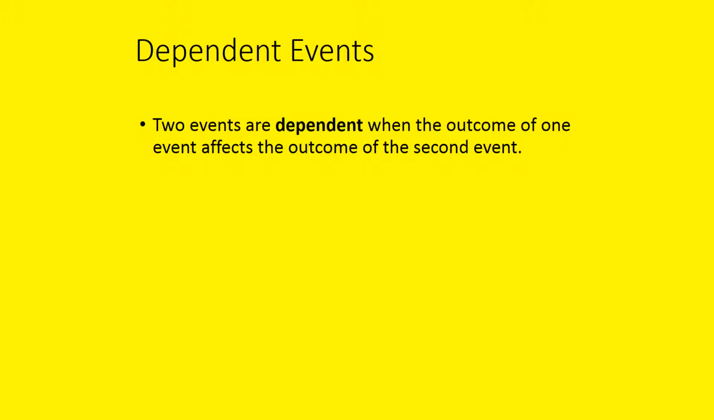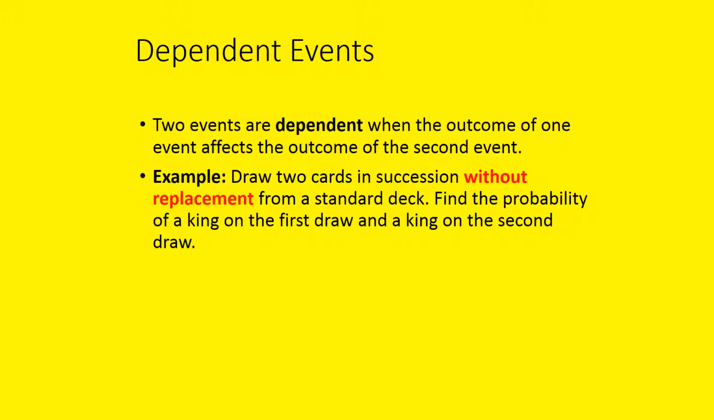Two events are dependent when the outcome of one event affects the outcome of the second event, or it affects the probability of the second event. Example: 2 cards are drawn in succession without replacement. So the "without," that's code, right, for dependent events.